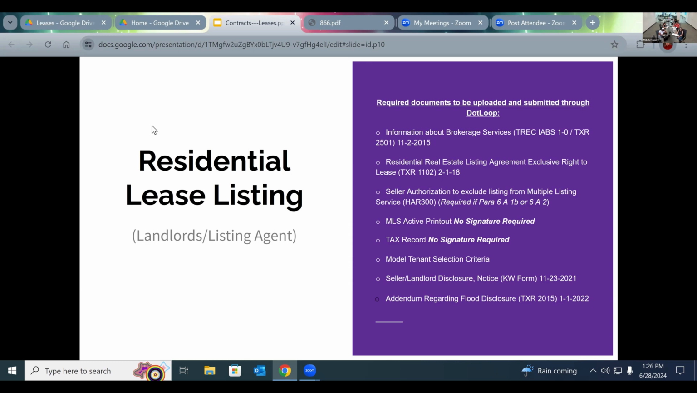Required documents: what's the very first document on all of our checklists? Information about brokerage services. Information about IABS, yes.